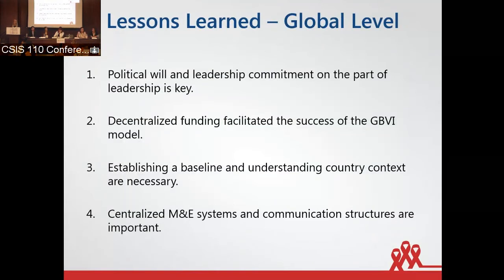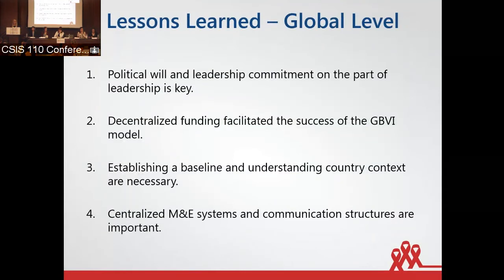This allowed PEPFAR country teams to build capacity and autonomy within their own context. It allowed them to shape programming for their specific countries, integrate GBV into existing HIV programs, and disseminate funds to implementing partners without having to coordinate incremental funding with contracting officers or representatives. Establishing a baseline and understanding the country context at the beginning are also important steps for a multi-country initiative.